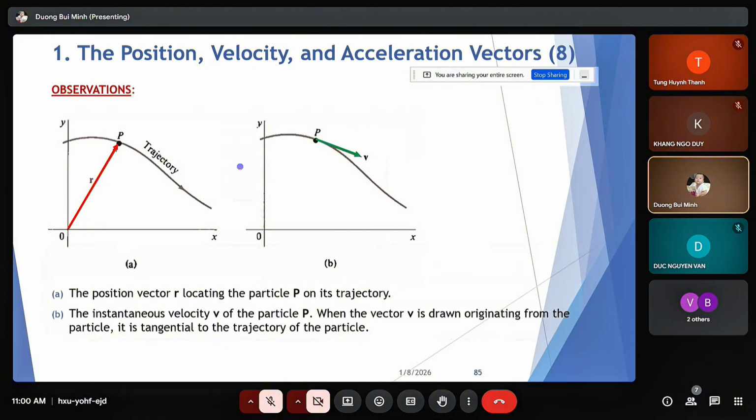Look, we have this trajectory, and these are the positions. We have vector r at this point. So we can get the instantaneous velocity. The instantaneous velocity is the tangent line of the trajectory. So here you get the vector r, and here you get the vector v.